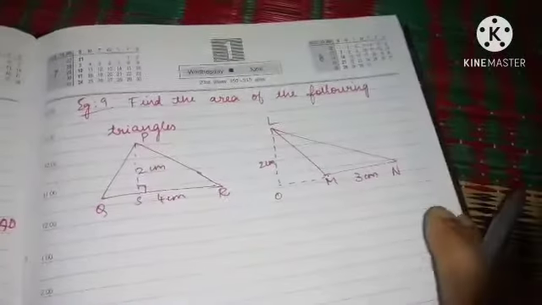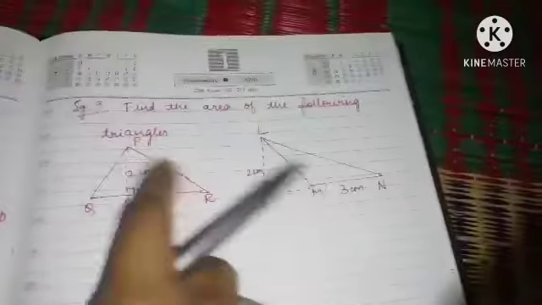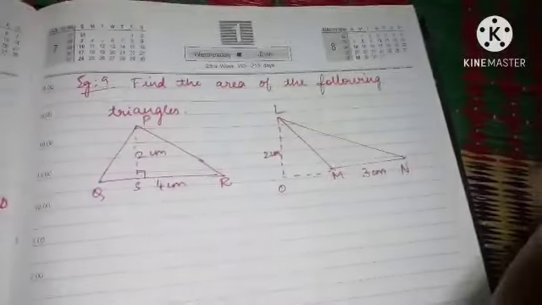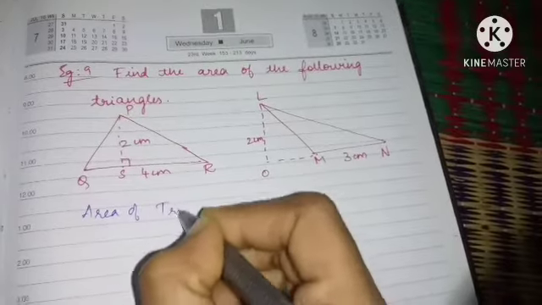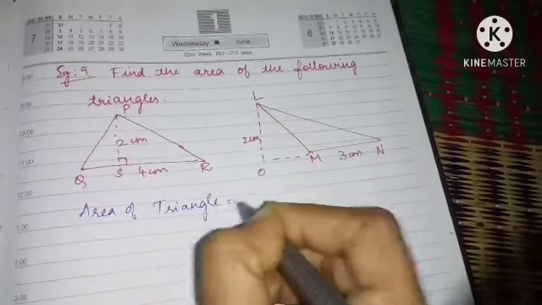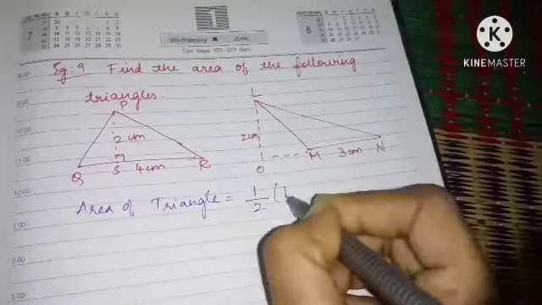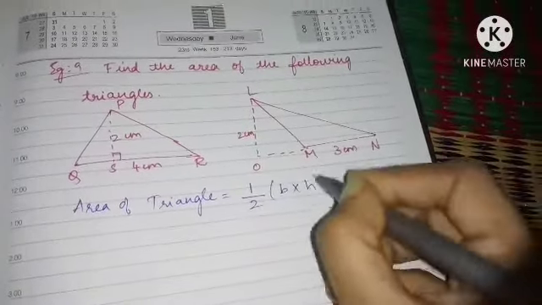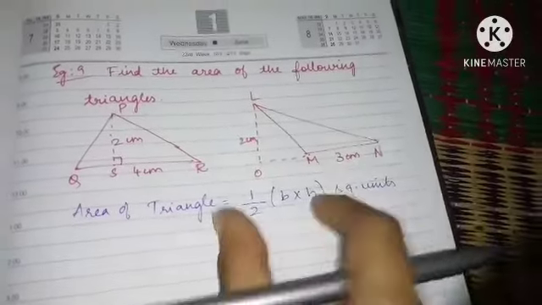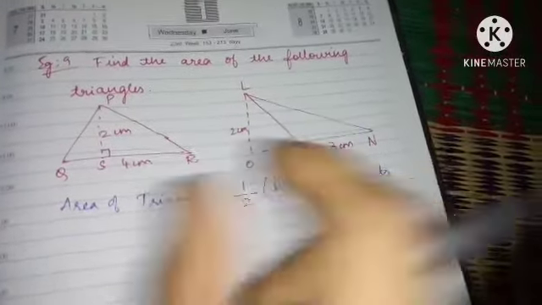Next is your example number 9. Find the area of the following triangles. Okay, this is one of the triangles. So now what is the area of the triangle formula, children? In area of triangle, what are the values you want? Half into base into height square units. Correct? Half into base into height square unit. This is the formula for the triangle which we have derived now.